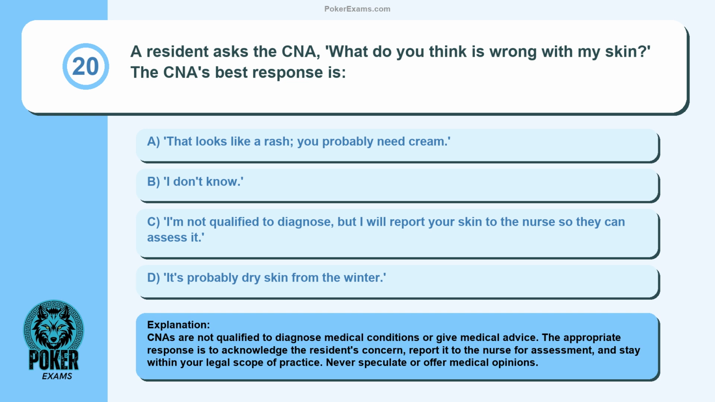CNAs are not qualified to diagnose medical conditions or give medical advice. The appropriate response is to acknowledge the resident's concern, report it to the nurse for assessment, and stay within your legal scope of practice. Never speculate or offer medical opinions.